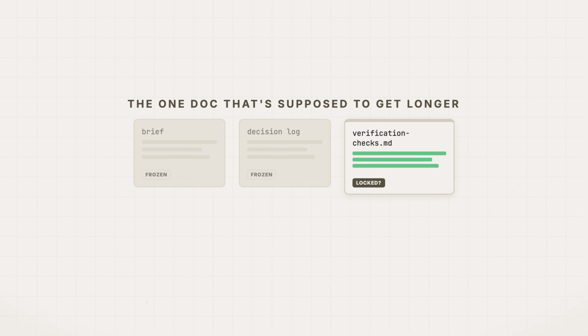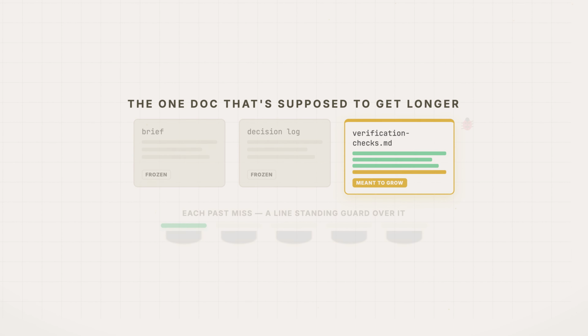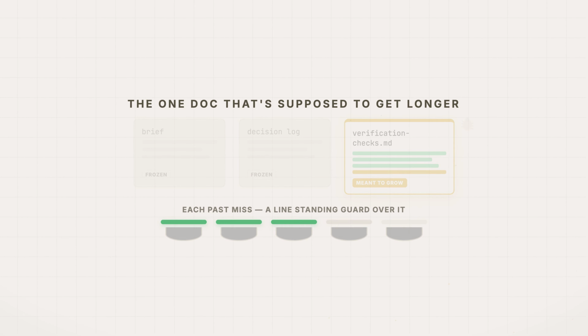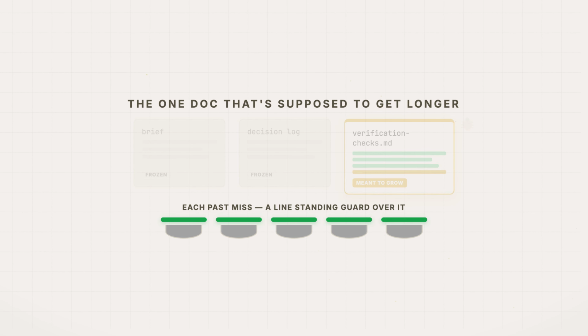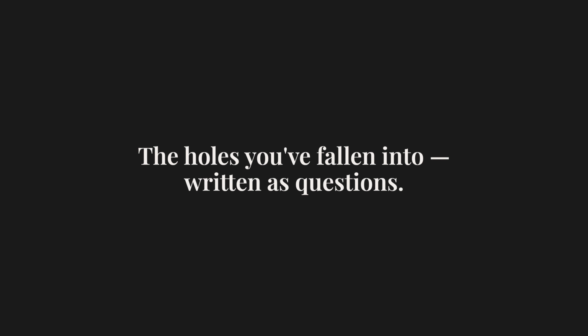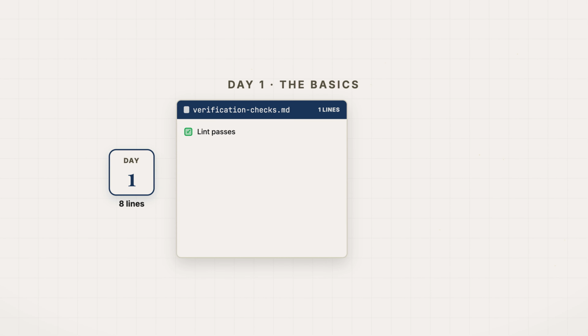Now here's the part that makes it compound. That list is not fixed. It is the one document in your whole project that is supposed to get longer over time, and it gets longer in exactly one way. Every time a bug makes it past you, you add the line that would have caught it. The checklist isn't a thing you write once and obey. It's a record of every hole you've ever fallen into, written as the question that keeps you out of it next time.